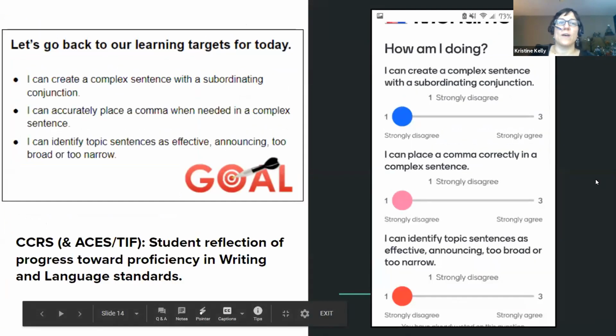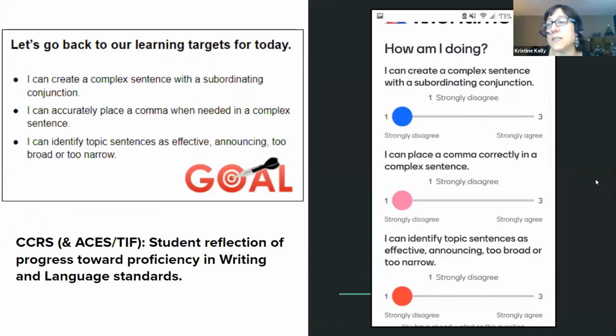The last one is the true formative assessment if you want students reflecting on learning targets. Our learning targets on this particular day had to do with creating complex sentences, punctuating complex sentences, and again, a lot of work on topic sentences and identifying them as too broad, too narrow, announcing something, or effective. What I give students is they can drag these. They put their finger, and they can do this on the computer as well, but they choose to do it on their phones. They just have to touch the big dot and drag it.